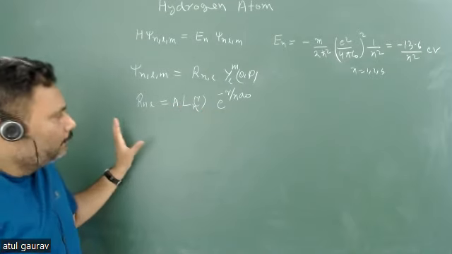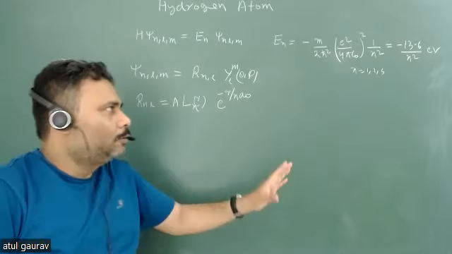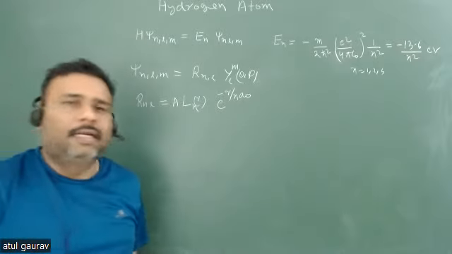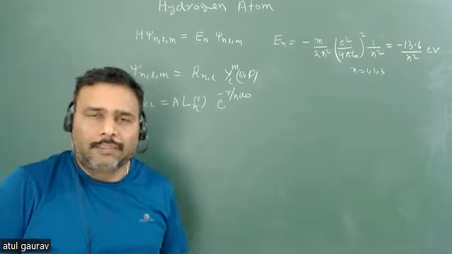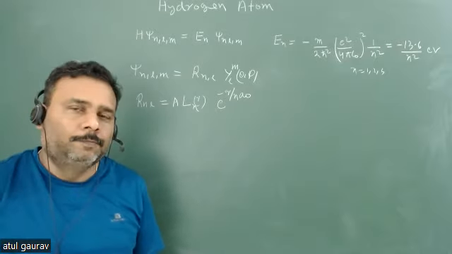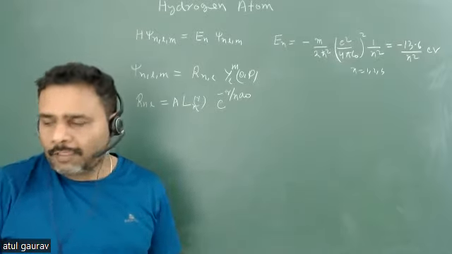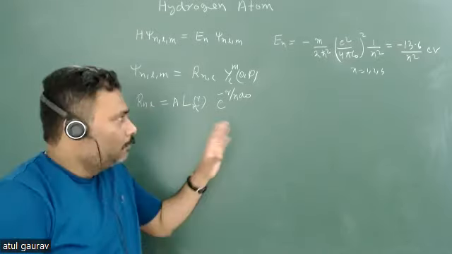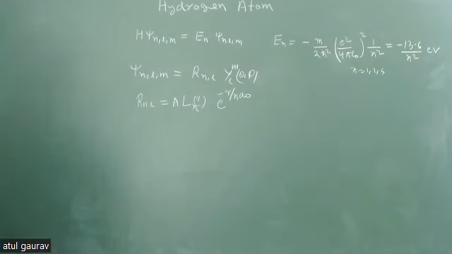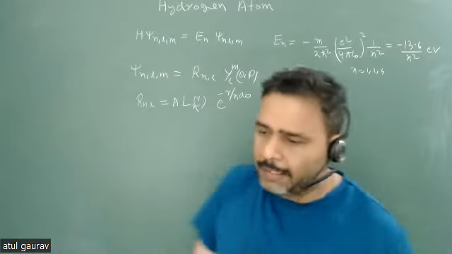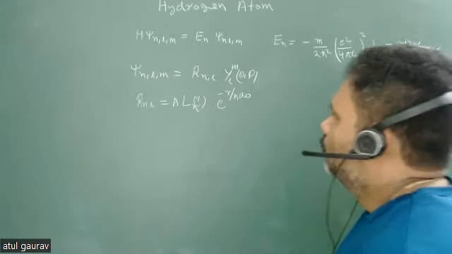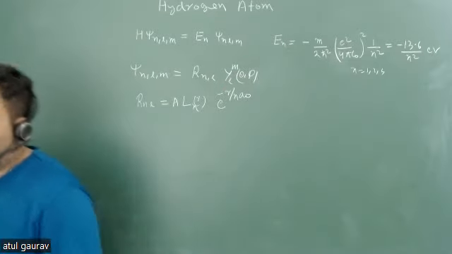I will just give you two radial parts, n equal to 1 and n equal to 2. Otherwise, in the examination, they will give you the equation, so don't worry about that. So let's try to go for this particular thing. I am just giving you the normalized part also. If you want, you can just remember it.